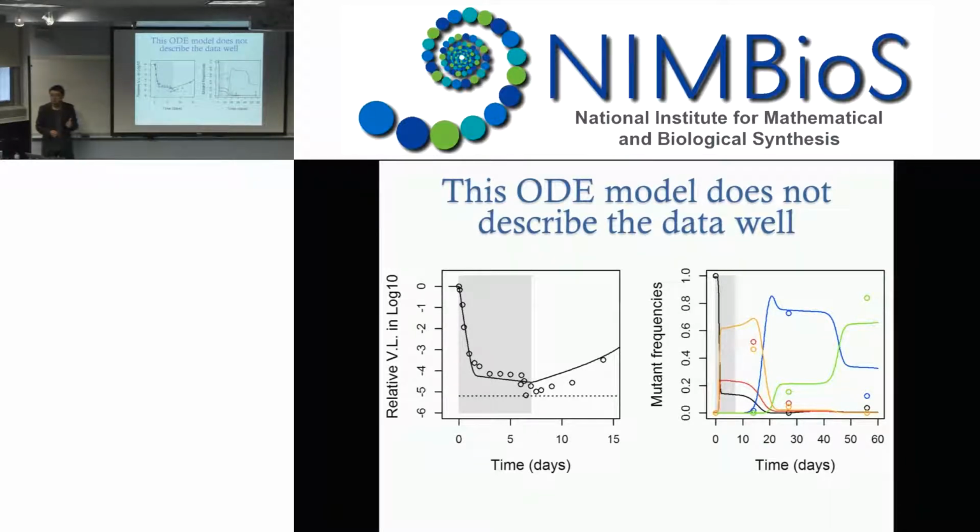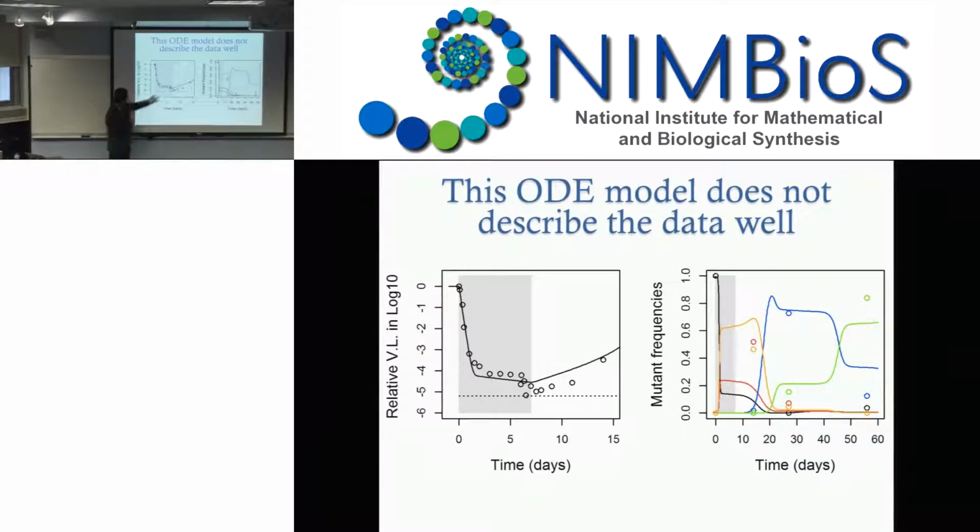So we fitted this model to the data. What we realized is that this model doesn't really describe the data well. As you can see in the viral load, the simulation of the model using best-fit parameter values is shown as lines, and data shown as dots. So what we did was we fitted the model to both the viral load data and the viral frequency data derived from sequencing at the same time.